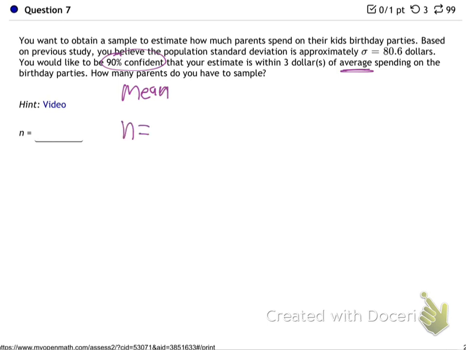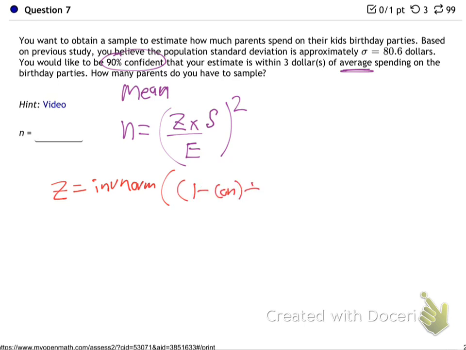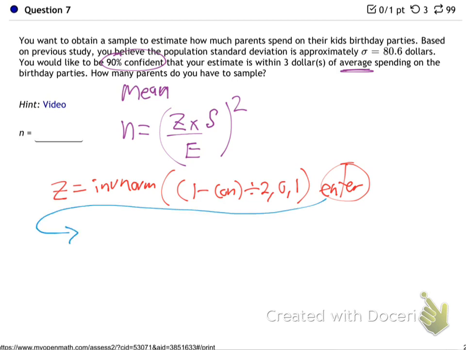So n equals z times s over e all squared. So that means we start with the z. Z is inverse norm, double parentheses, 1 minus confidence divided by 2, comma 0, comma 1. Hit enter. And then, from there, we go times s. The s is the sigma, the standard deviation, the Greek s, 80.6. Divided by the error, the within, there it is, within $3.